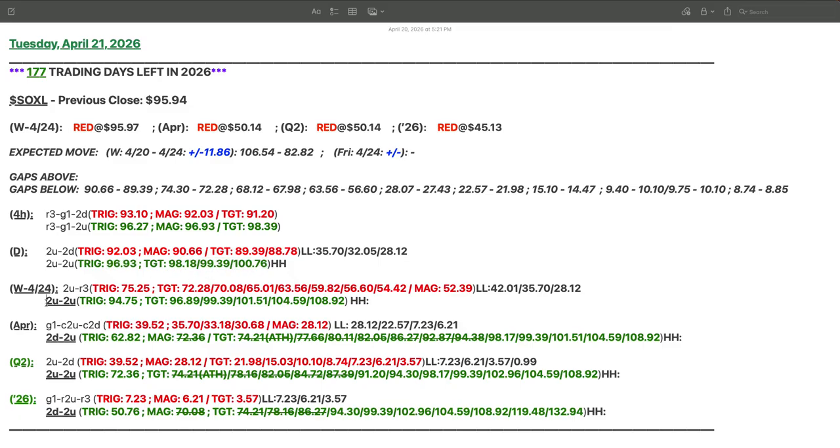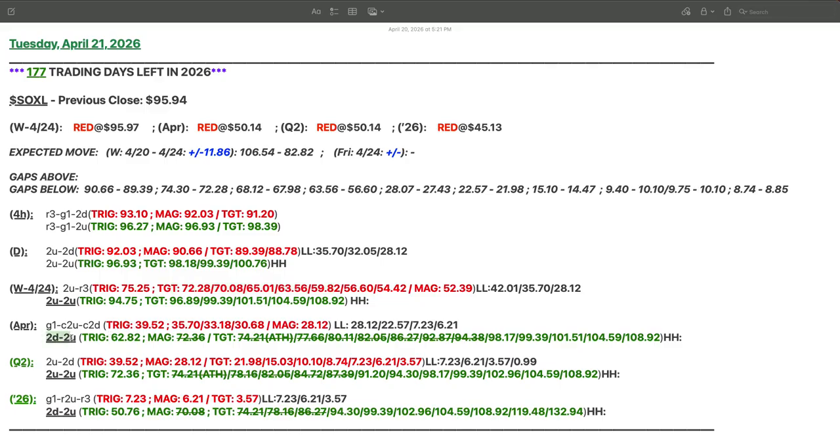We talked about we went 2 up, 2 up on the week at 94.75, and we've got a couple of targets out here that we're looking to hit this week. If we do go 3 on the week or bearish engulfer, we'd have to go below that 75.25 level, and then we've got some extended targets here for you as well.